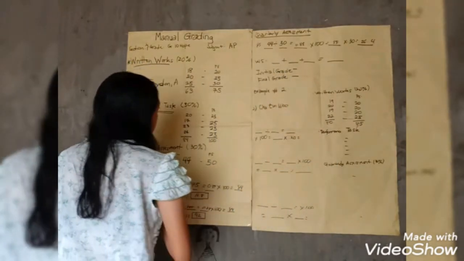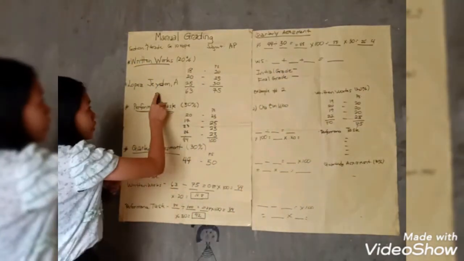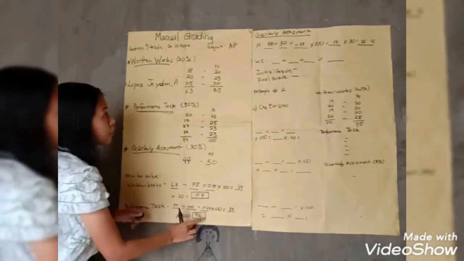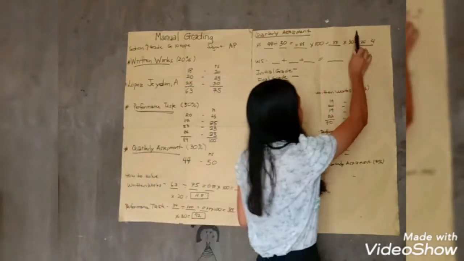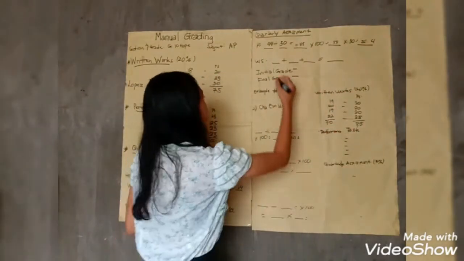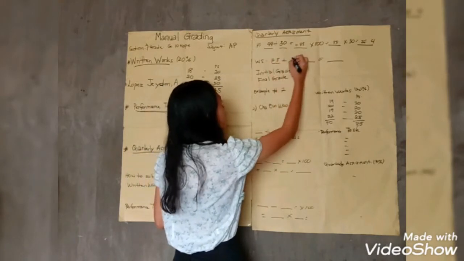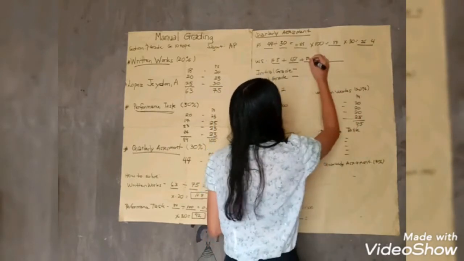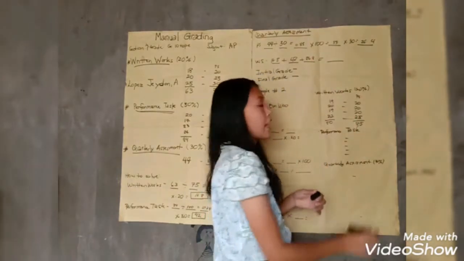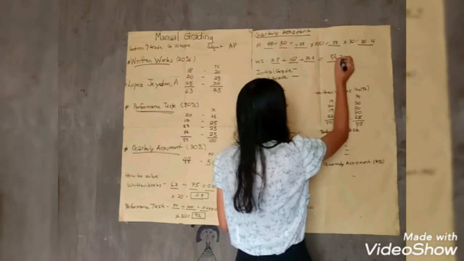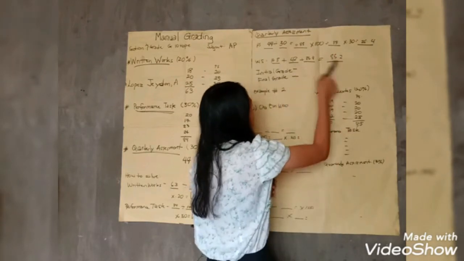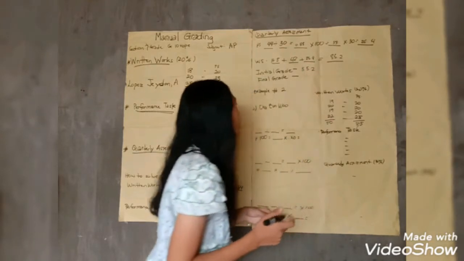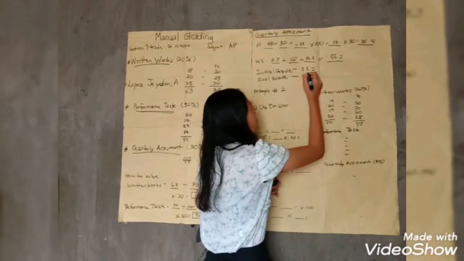So we will get his weighted score. In the written works, he got 16.8, for the performance test, 42, and for the quarterly assessment, 26.4. So 16.8 plus 42 plus 26.4 equals 85.2. So his initial grade is 85.2. But his final grade is 85.